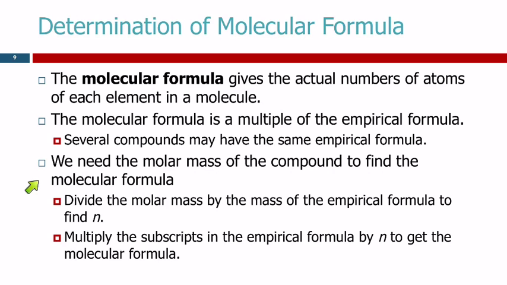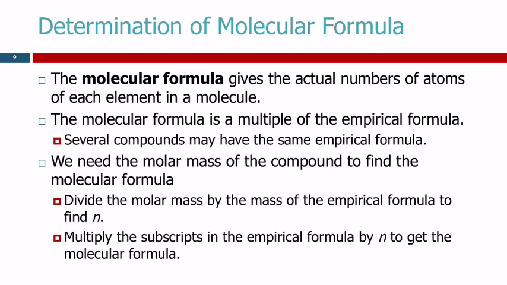So, given the molar mass and the empirical formula, you take the molar mass that you're given and you divide it by the mass of the empirical formula. So you've got the empirical formula, find the mass of the empirical formula, and then see how many times it goes into the molar mass. So you're dividing and you're going to get a whole number.